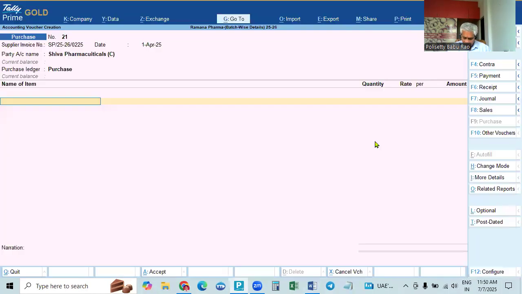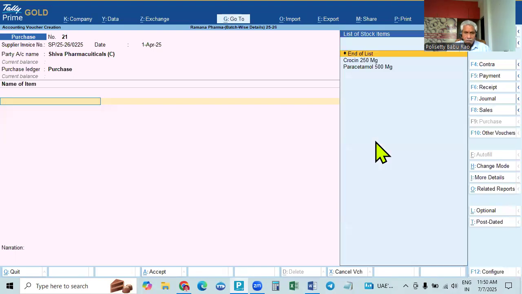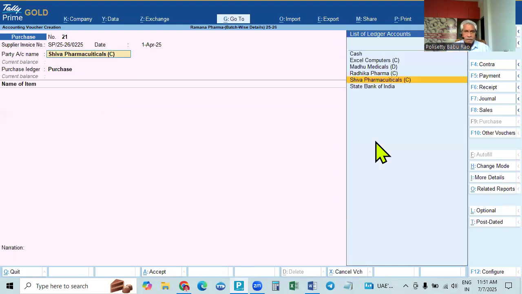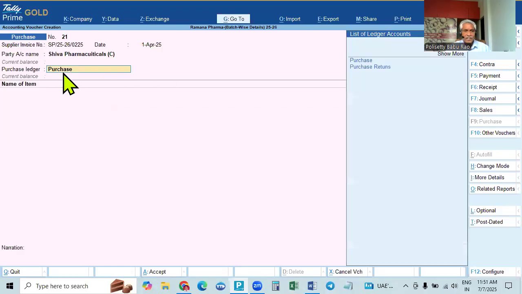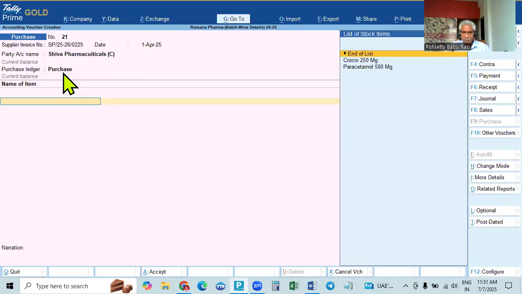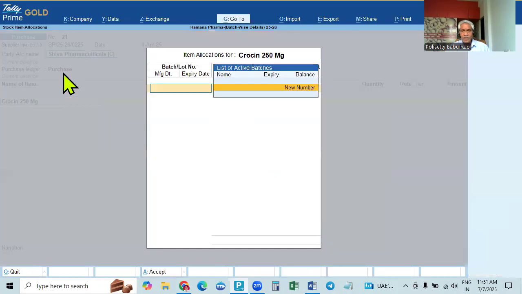Crocin we are purchasing. See here, quantity, rate, and amount will be there. So when you are purchasing also, if you select that one, we will get this another table, because only quantity and rate will be there, and the amount will be automatically calculated. These three will be there.